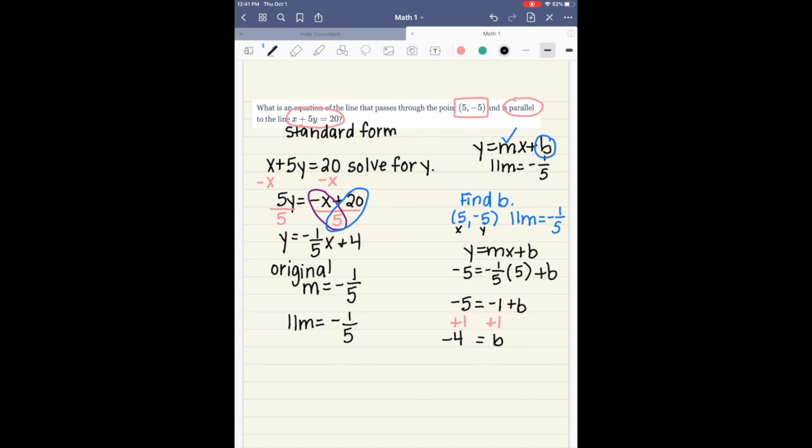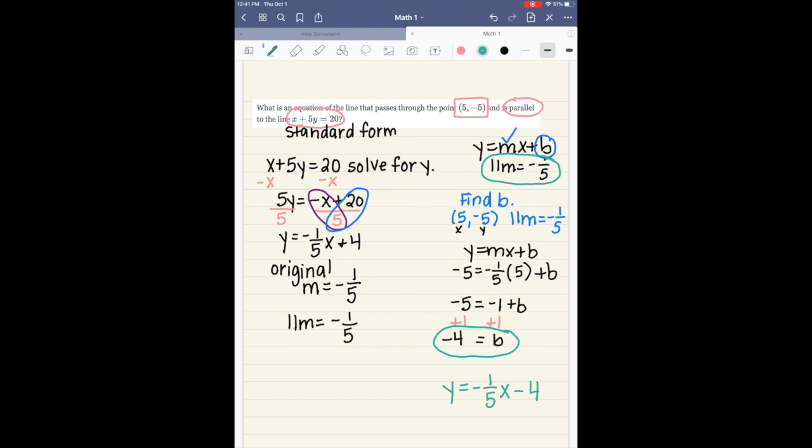Well, we now have enough information in order to write our new equation. So we know our parallel slope is negative 1 over 5, and our b value is negative 4. So my parallel line that goes through that point 5, negative 5, and is parallel to that particular equation is y equals negative 1 over 5x minus 4. So I put in my parallel slope and my b value.